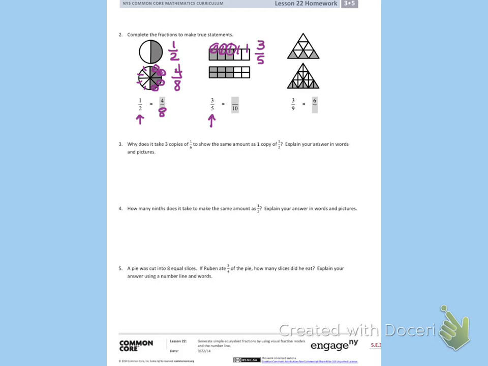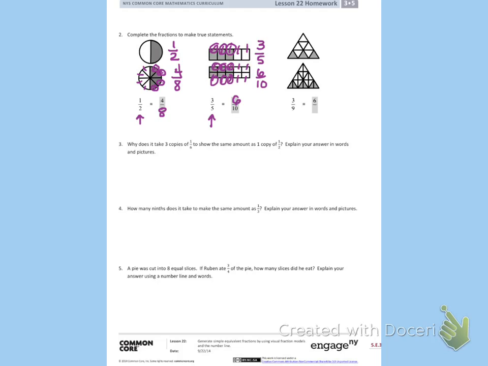The bottom rectangle has 1, 2, 3, 4, 5, 6, 7, 8, 9, 10 pieces in all, and 1, 2, 3, 4, 5, 6 of the 10 are shaded, or 6/10. 6/10 is the same as 3/5. All right, you do the triangles on your own.